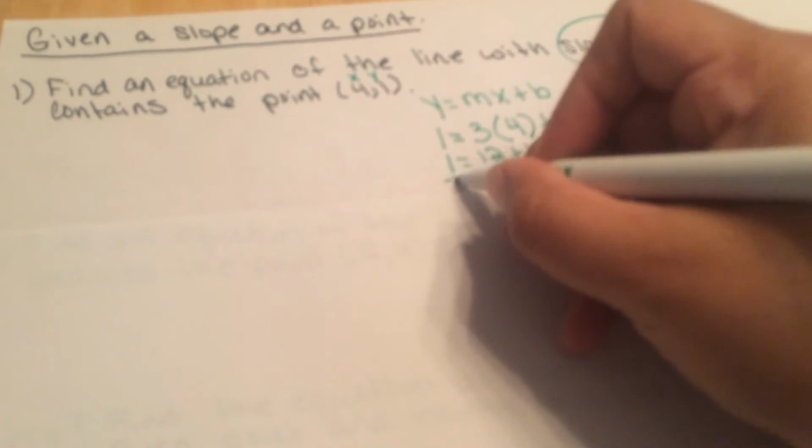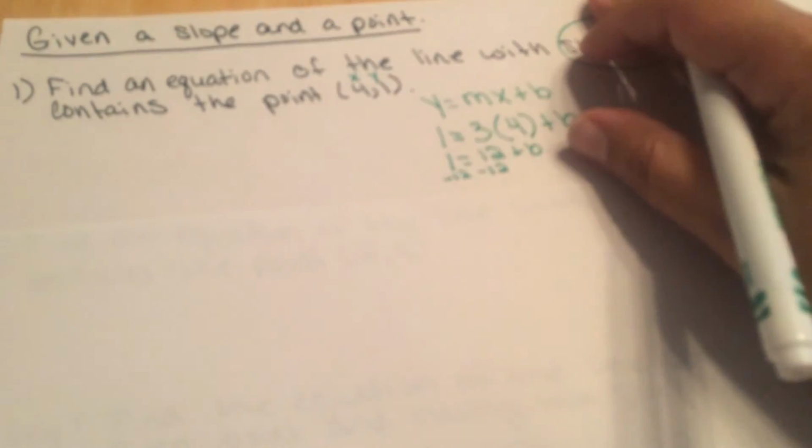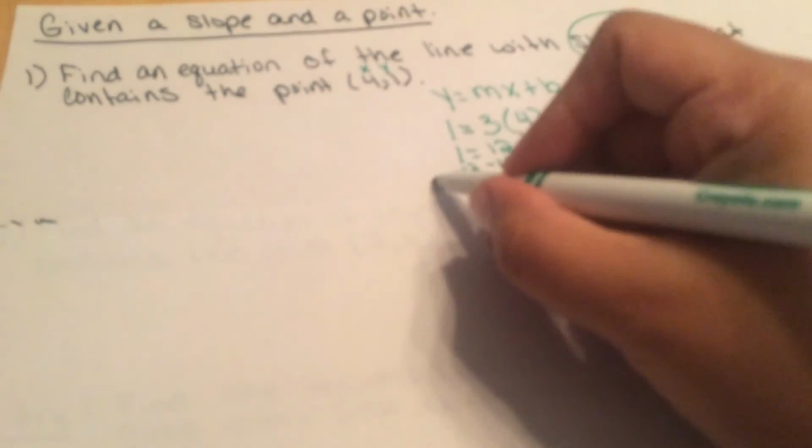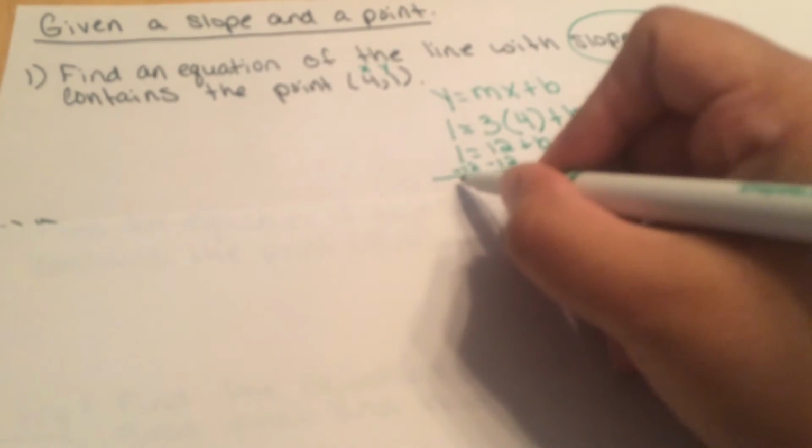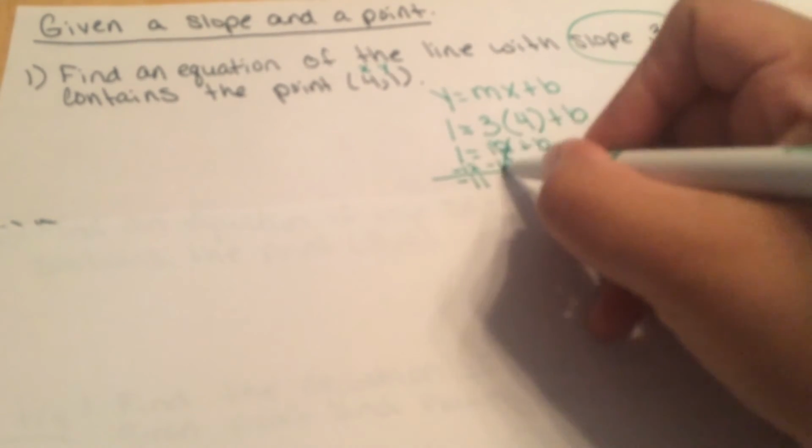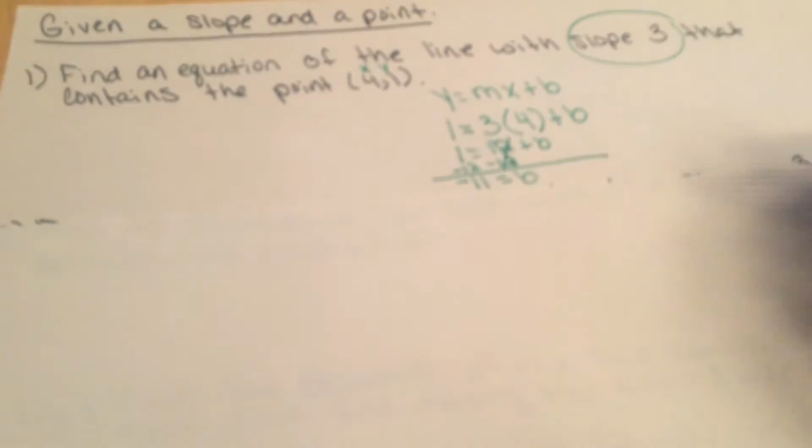I have to undo this, or subtract 12 from both sides. Eek, I'm running into my next problem. So 1 minus 12 is negative 11. Our 12s are gone, equals b.